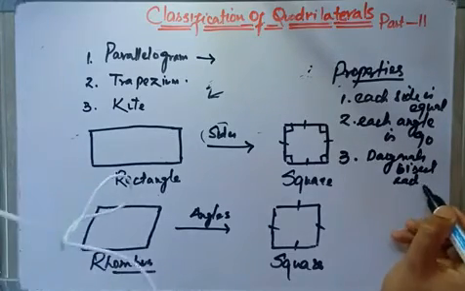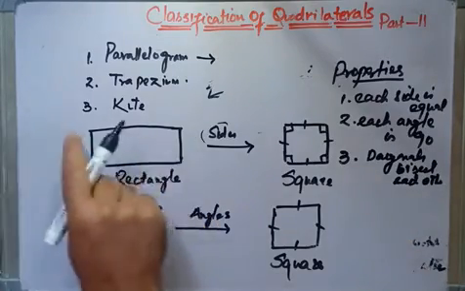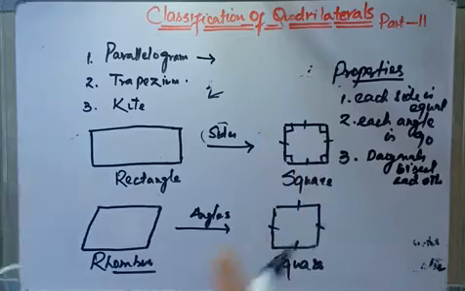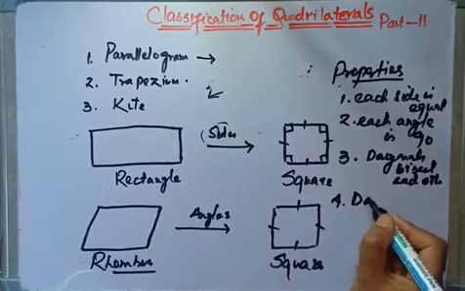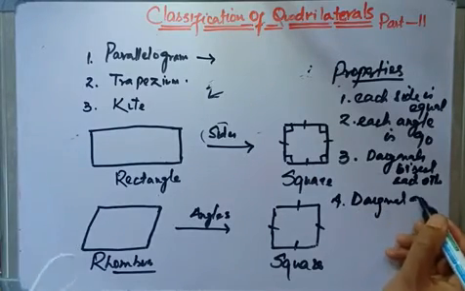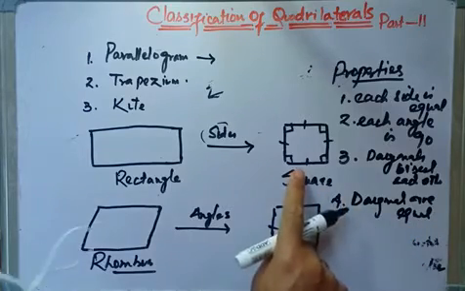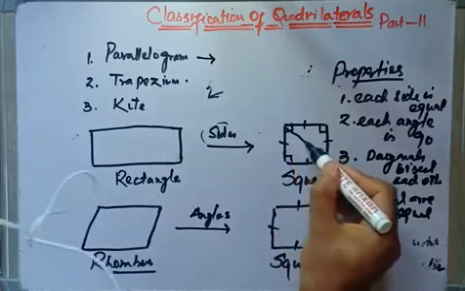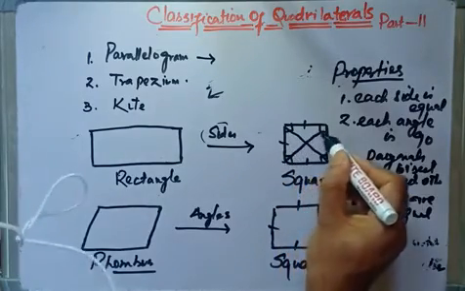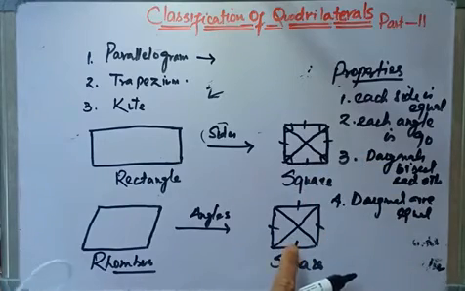This is because in a rhombus the diagonals bisect each other, and in a rectangle they bisect each other, so in a square the diagonals bisect each other. Number four is diagonals are equal. This property of a square comes from the rectangle, not the rhombus. You can see that if you observe this, diagonals are equal, right? This property of a square comes from the rectangle.